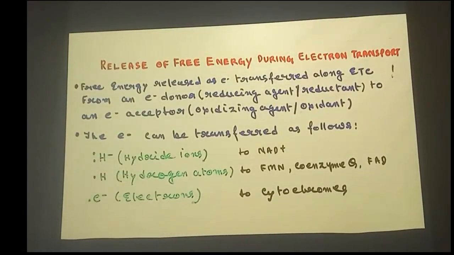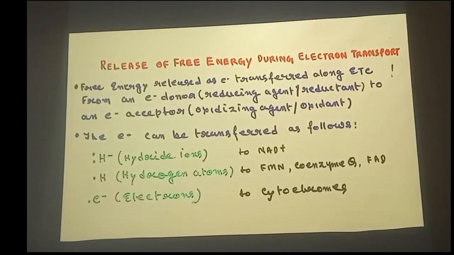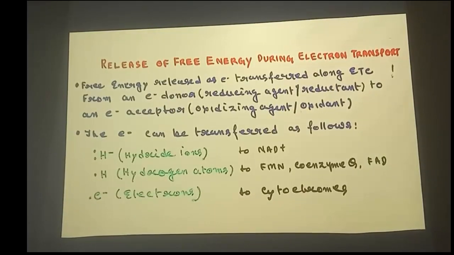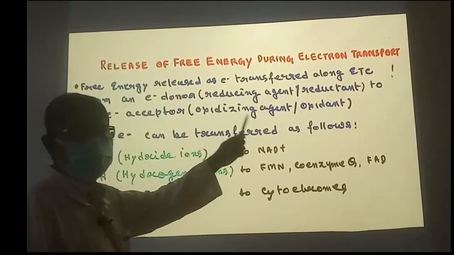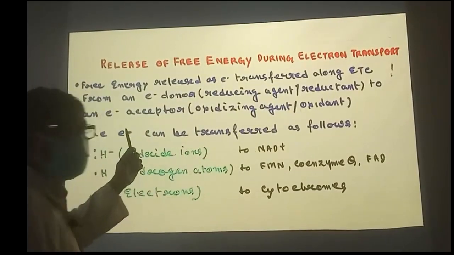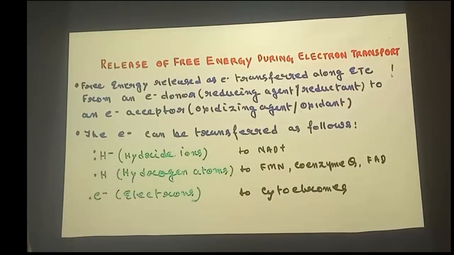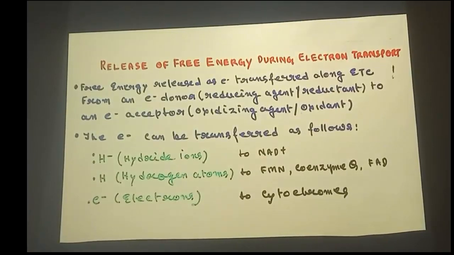How is free energy released? First of all, we see how electron is transferred. The free energy is released as electron is transferred along the ETC, as the flow of current. So we get our tube lights and our fans all working fine.